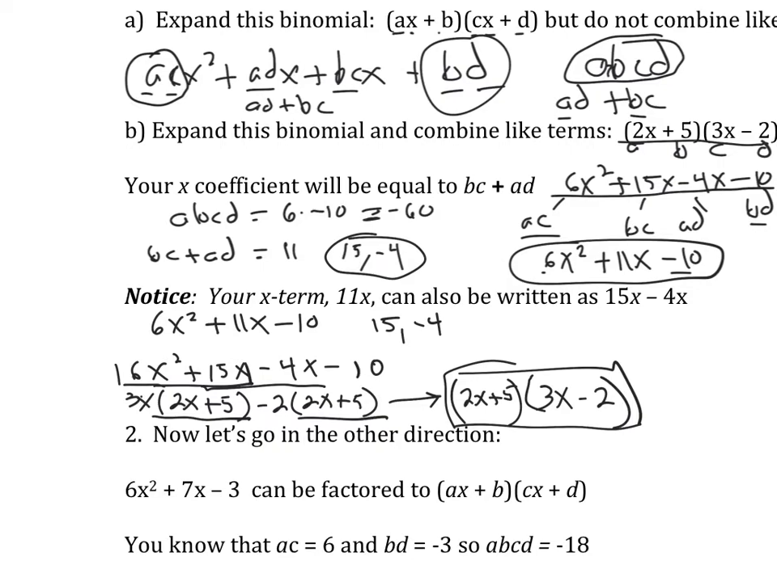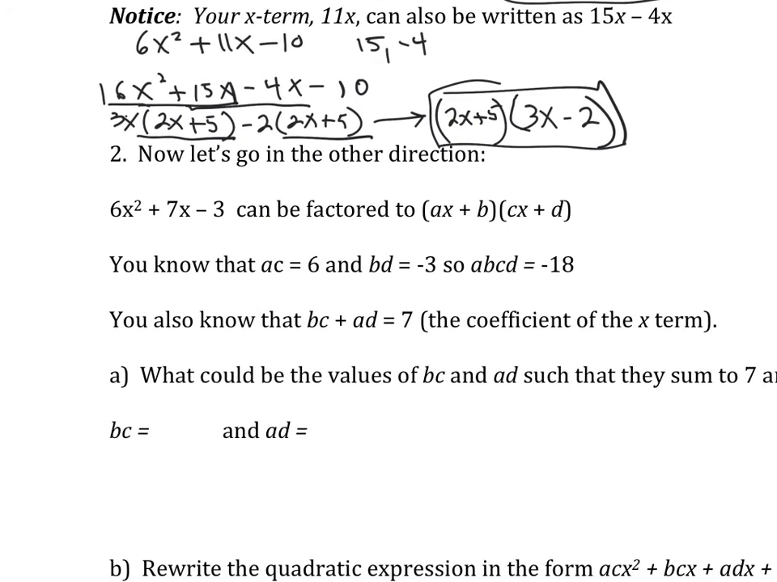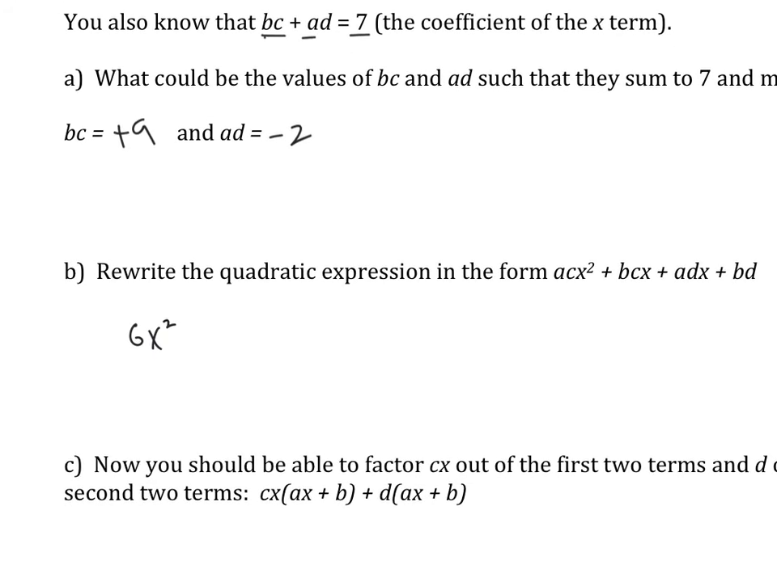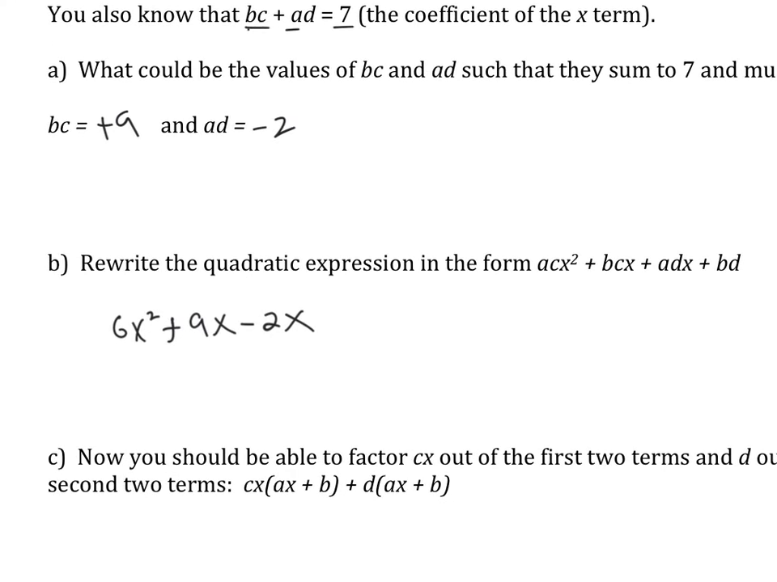But let's take a look at some other examples here. Okay, so we have 6x squared plus 7x minus 3. So we multiply our 6 times our negative 3, and we end up with negative 18. We know that our BC plus AD equals 7. So what we want to do is find the two values that sum to 7 and multiply to negative 18. And so those would be 9 and negative 2. And so now we can rewrite our quadratic expression as 6x squared, and instead of 7x, we're going to have plus 9x minus 2x, and then we still have our negative 3 as our constant.